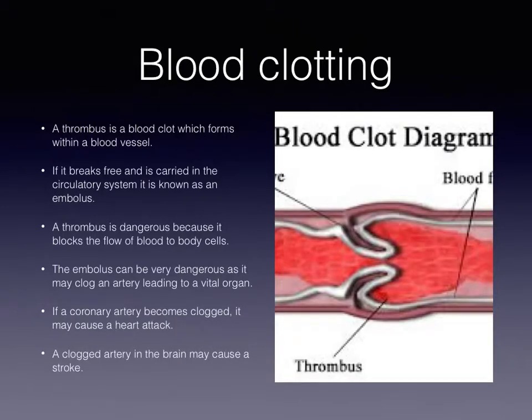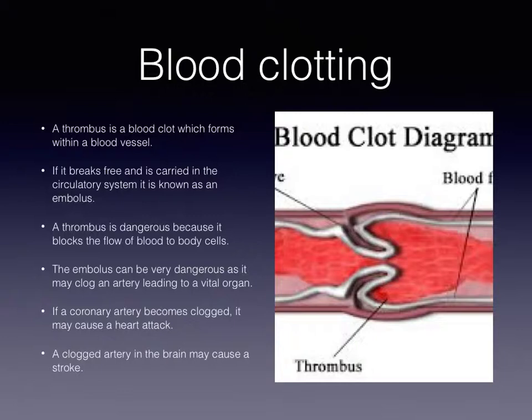Blood clotting. A thrombus is a blood clot which forms within a blood vessel. If it breaks free and is carried in the circulatory system, it is known as an embolus. A thrombus is dangerous because it blocks the flow of blood to the body cells. An embolus can be very dangerous as it may clog an artery leading to a vital organ.